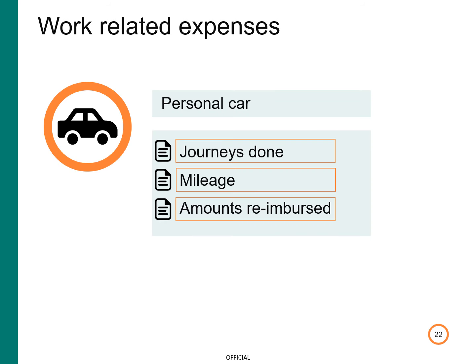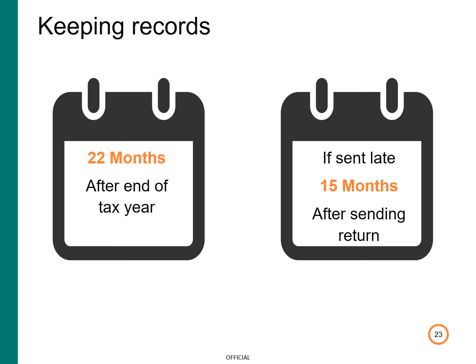You also need records for any work-related expenses you're wanting to claim tax relief on. For example, if you're claiming expenses for using your own car for business journeys, you'll need records of the journeys, mileage covered, and any amounts reimbursed by your employer. You need to keep these records for at least 22 months after the end of the tax year. Business records must be kept longer. If you send your tax return after the deadline, you must keep your records for at least 15 months after sending the return.